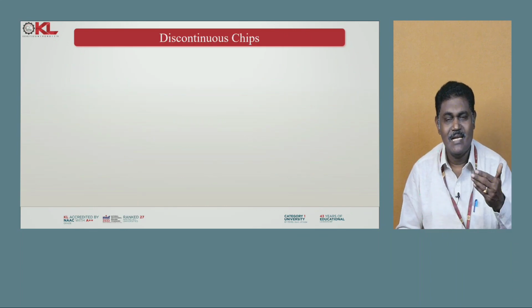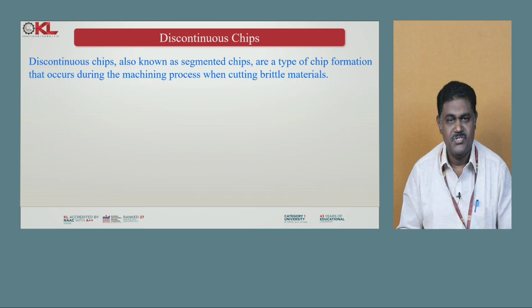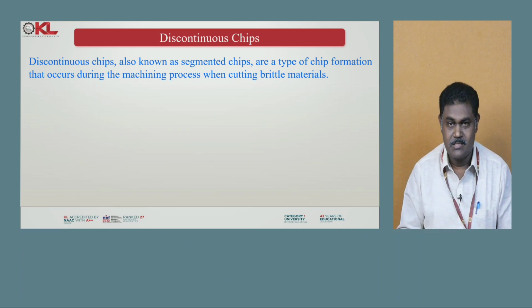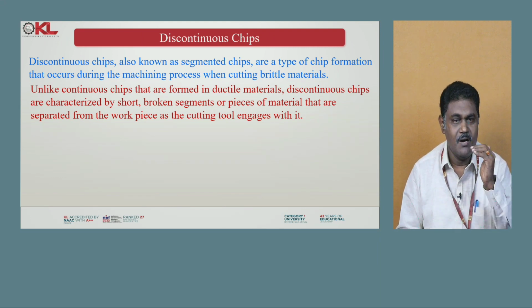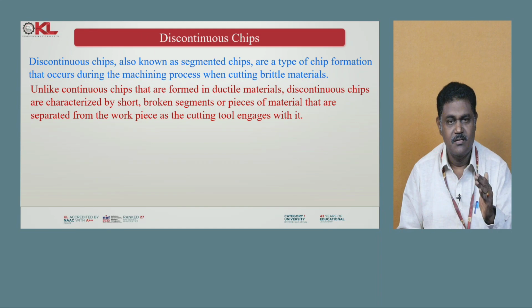Next, coming to the second category, that is discontinuous chips. Discontinuous chips, also known as segmented chips, are a type of chip formation that occurs during the machining process when cutting brittle materials. Unlike continuous chips that are formed in ductile materials, discontinuous chips are characterized by short, broken segments or pieces of material that are separated from the workpiece as the cutting tool engages with it.